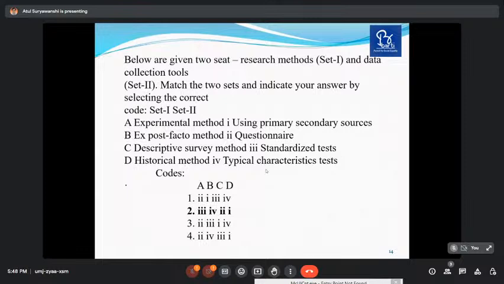Now, this A matches with the third, standardized test. B matches with the fourth, that means typical characteristics test. C with the second, that means questionnaire. And D with the first, using primary or secondary sources. So we have to match the A column with the B column in such a way. It raises the standard, it maintains the standard of the examination.